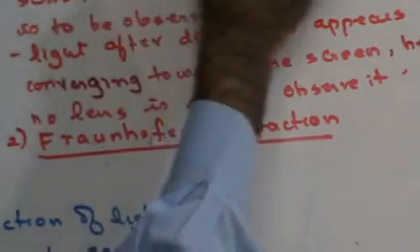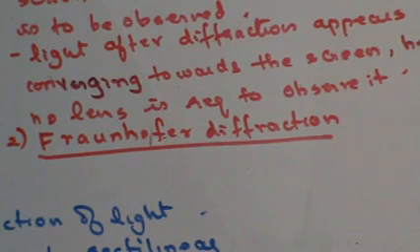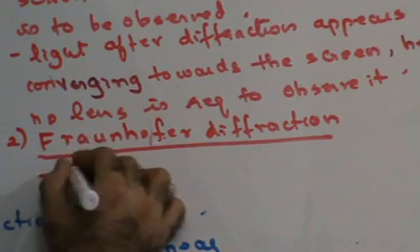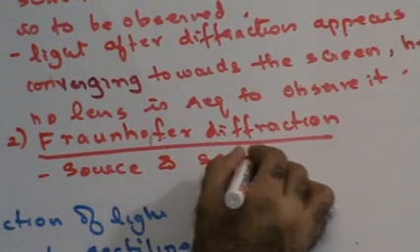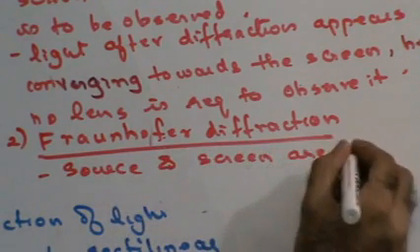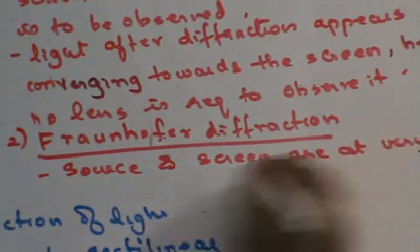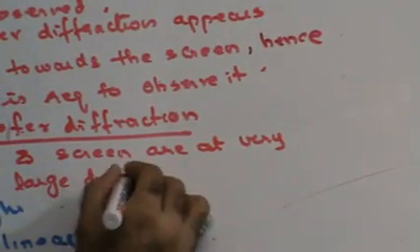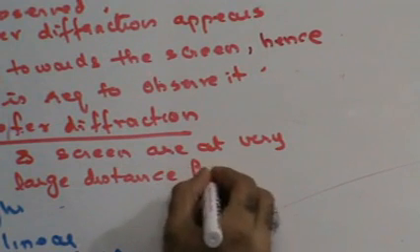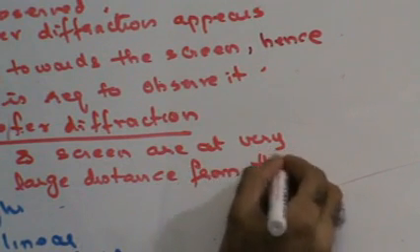Fresnel's diffraction is one type of diffraction. Now, in the case of Fraunhofer's diffraction, both the source and the screen are at very large distance from the obstacle.